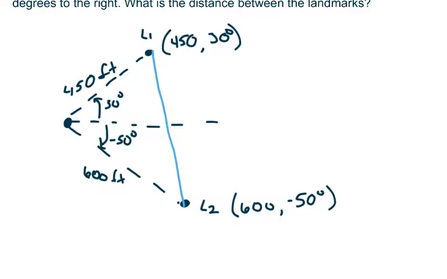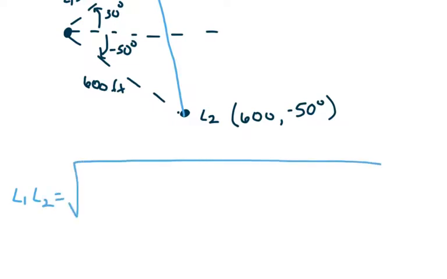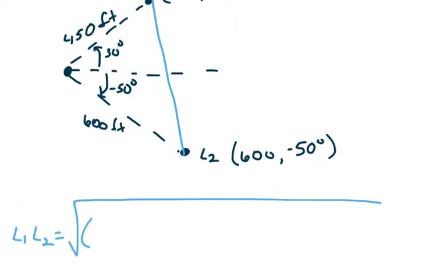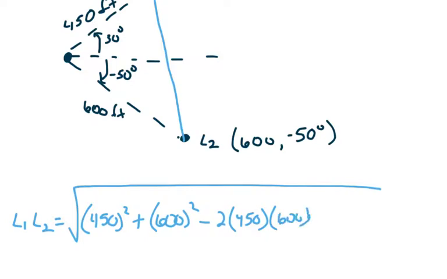Let's figure out what we should type into the calculator before we actually do it. Okay, so we'll do this in blue. So we're going to say that L1L2 is equal to big square root, leave yourself plenty of room. Our first radius we'll call landmark 1, so that's 450. So 450 squared plus second radius squared, so 600 squared, minus 2 times R1, 450 again, times R2, which is 600 again, times the cosine of our two angles.